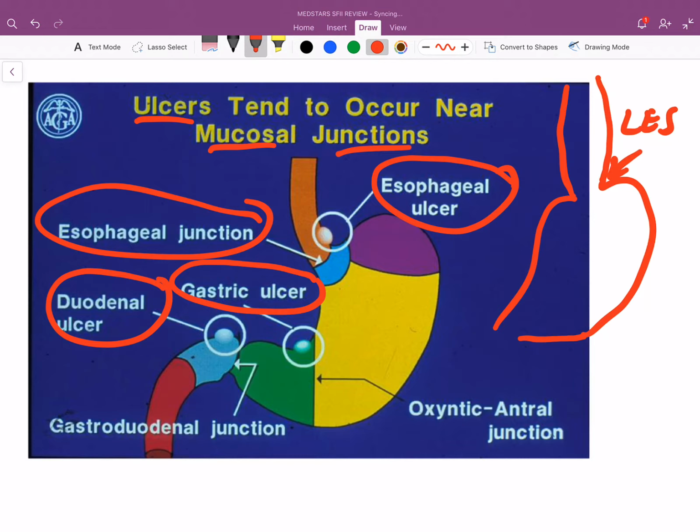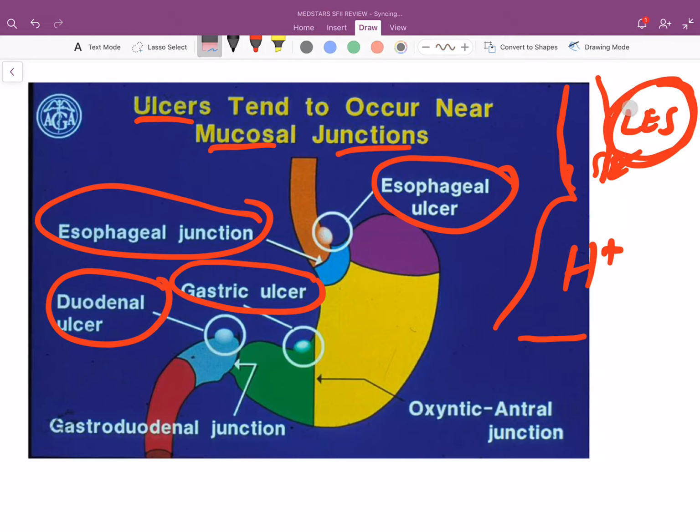It's always closed unless you're eating. The reason for that is because you have this acid in your stomach, and what's keeping it from going up? Well, you could say gravity, but really it's the lower esophageal sphincter. The lower esophageal sphincter is closed for a reason. It stops this acid from coming back up, and it protects us. So if there's a problem with the lower esophageal sphincter, guess what you're going to have? You're going to have a whole bunch of scars, a whole bunch of bleeding, a whole bunch of ulcers at the esophageal junction.